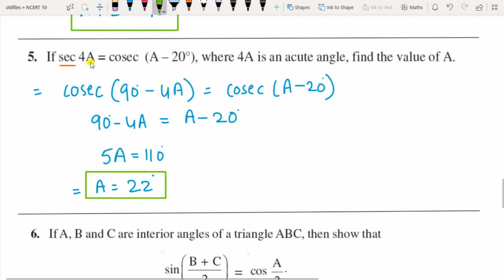Same question here: sec of 4a equal to cosec of a minus 20. So in place of sec, we will write cosec of 90 minus 4a equal to cosec of a minus 20. So cosec here will get cancelled. So 90 minus 4a equal to a minus 20. Therefore, value of a will be 22.